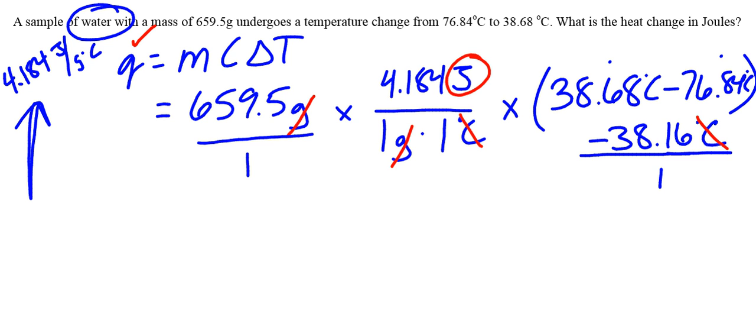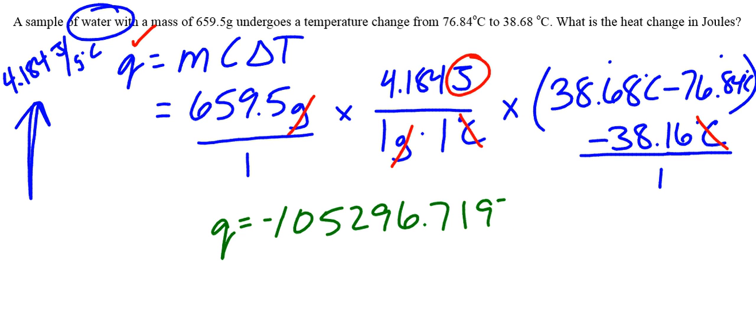Okay, so when it's all said and done, I get Q is equal to negative 105,296.7197, and of course, if I'm writing all those numbers out, it's probably by mistake because I needed to use sig figs. I have 4 here, 1, 2, 3, 4. I have 1, 2, 3, 4, and I have 1, 2, 3, 4 there since I'm doing all multiplication.